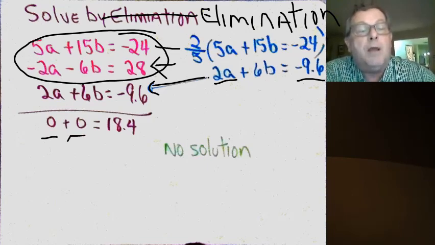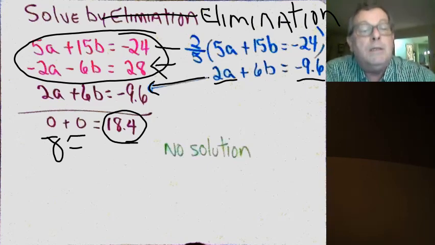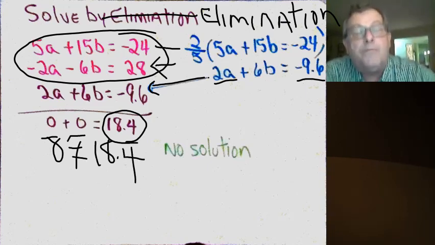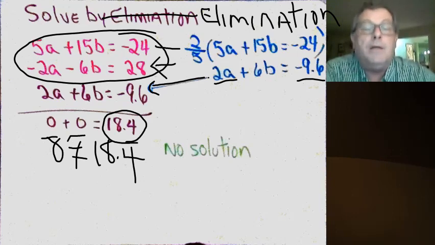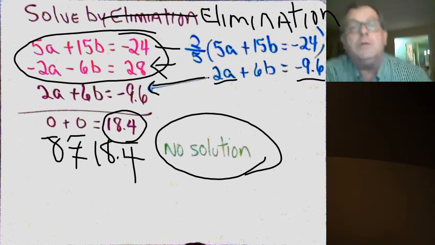Kind of looking like I might have infinite solutions. However, 28 minus 9.6 is 18.4. Well, 0 does not equal 18.4. Not in any universe. So I have no solution.